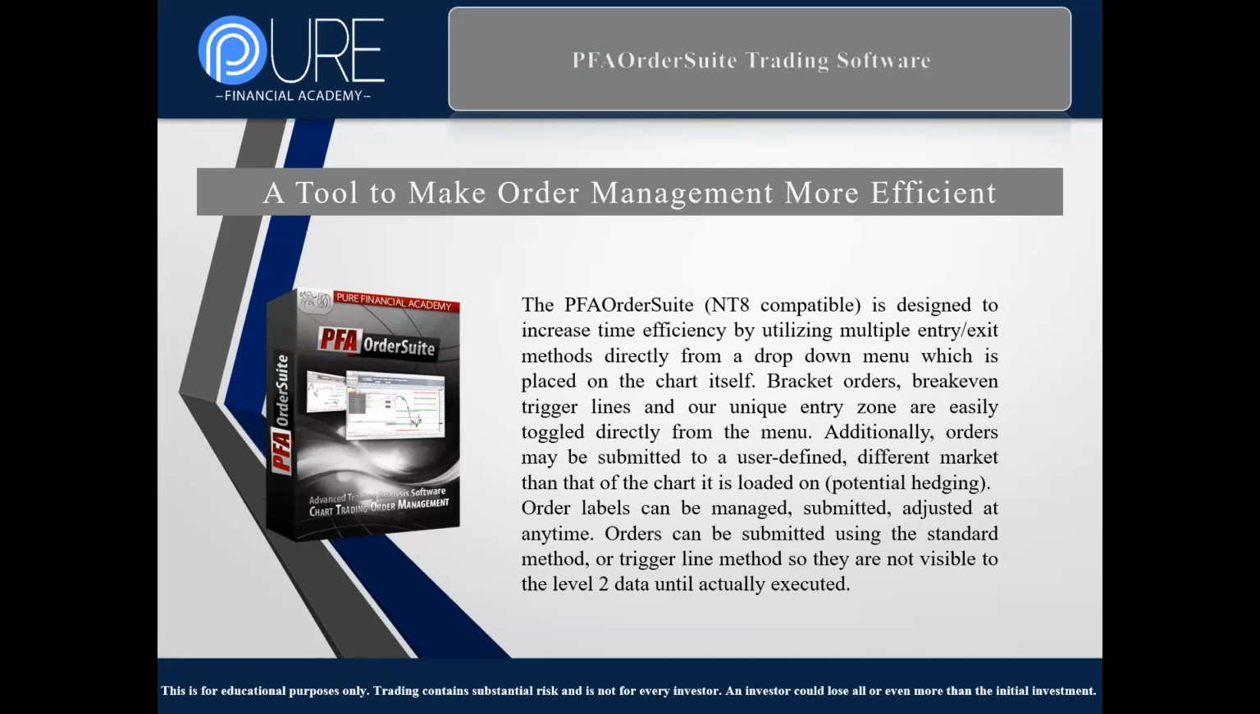Okay. All right. So the order labels can be managed, submitted, adjusted anytime, right? Orders can be submitted using the standard method. The standard method is what you're probably used to, right? It would be when we submit the orders and the entry gets filled, you then see that the bracket order goes directly to the exchange and so on and so forth, right? So then that's level 2 data. That's where level 2 data comes in.